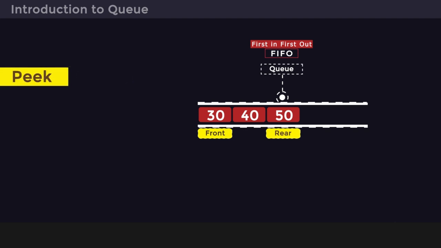The next operation is peek, which will return the oldest item, or in other words, it will return the value of the front of the queue. And finally, size will return the number of items in our queue, which is equal to 3. In fact, it returns the number of elements present in a queue container.